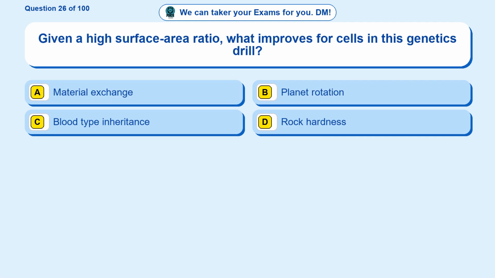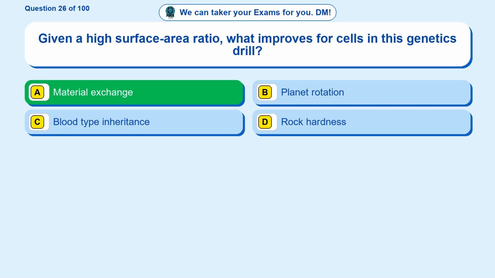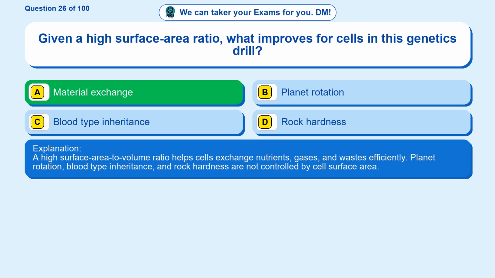Question 26. Given a high surface area ratio, what improves for cells in this genetics drill? Option A, material exchange. Option B, planet rotation. Option C, blood type inheritance. Option D, rock hardness. The correct answer is option A. Material exchange. A high surface area to volume ratio helps cells exchange nutrients, gases, and waste efficiently. Planet rotation, blood type inheritance, and rock hardness are not controlled by cell surface area.